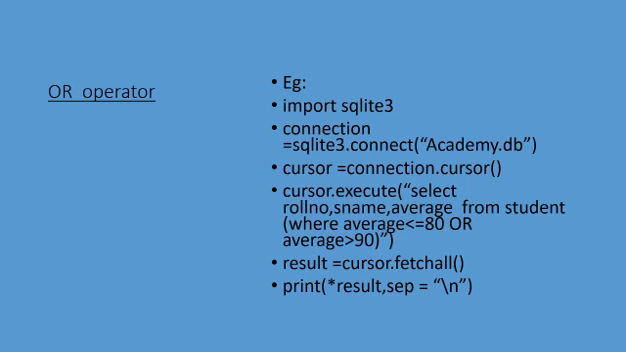These three columns will be displayed from the student table where average less than or equal to 80 OR average greater than 90. Here the condition is average value less than or equal to 80 or greater than 90. Among the two, if any one is true, the record will be displayed. This is called the OR operator. Then for printing, as usual, result and print. See the output here: 1 Akshay. If any other is there, it will be displayed, 2, and that's all.